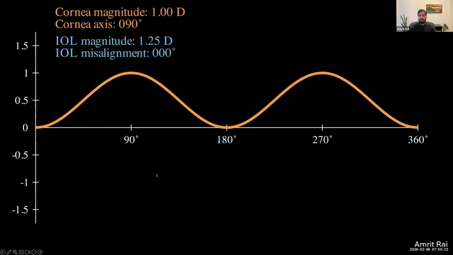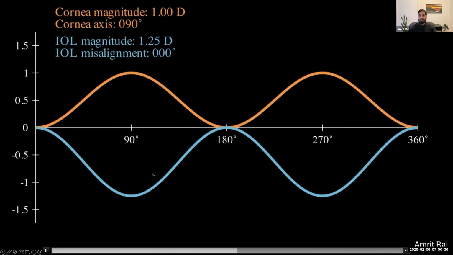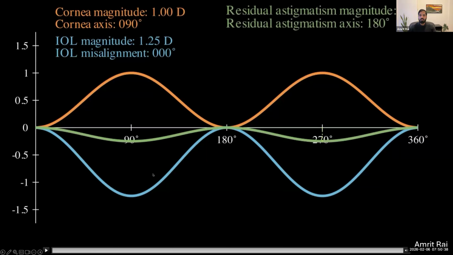And so let's look at some examples of where the toric power does not match the corneal astigmatism or the corneal power. In this first example, we'll look at an overcorrection. So the IOL magnitude of 1.25 diopters. And we can see that even with 0 degrees of misalignment, we already start with 0.25 diopters of residual astigmatism. And the axis of this residual astigmatism is 180 degrees, which is 90 degrees away from our corneal axis. This is what we mean when we say we flip the axis.